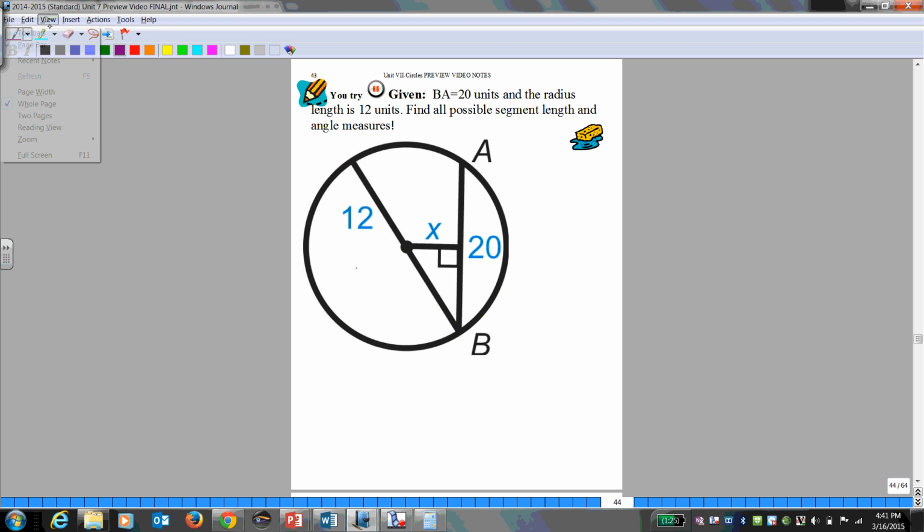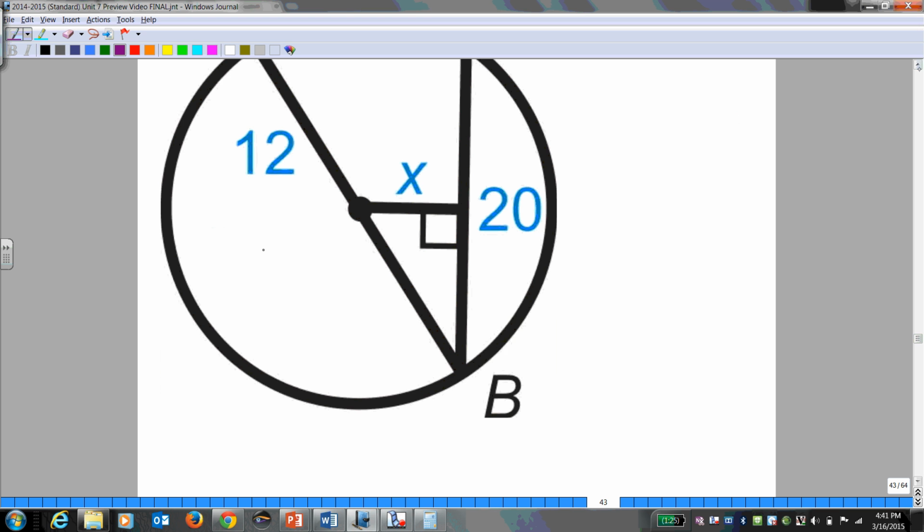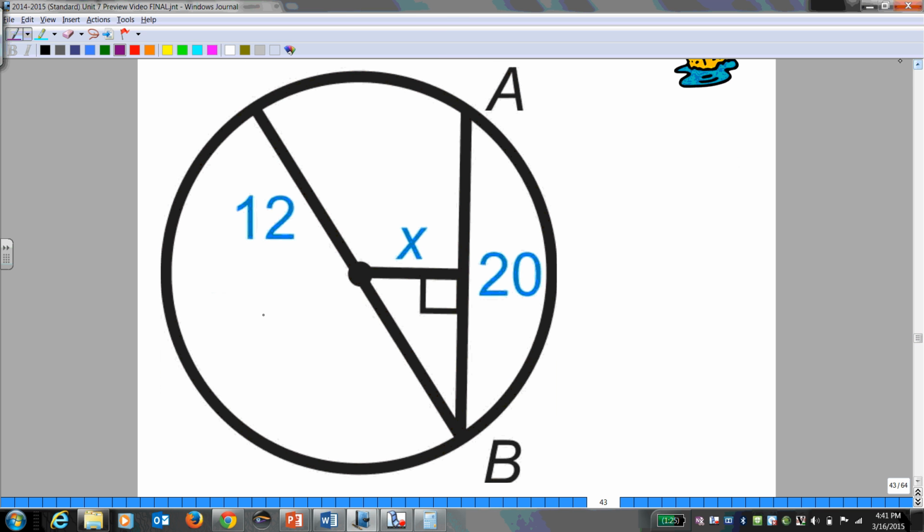Okay, let's see how you did here. Your goal was to find everything possible. So the first thing you should have noticed, if perpendicular then bisect, you should have had a 10 and a 10 here. So this is 10, that's 10. You're going to bring this 12 around. If 12 is here, it's also here.